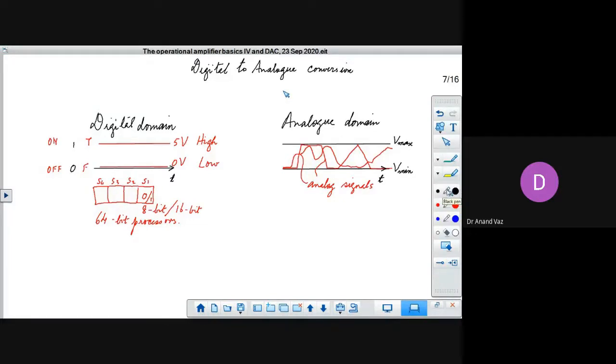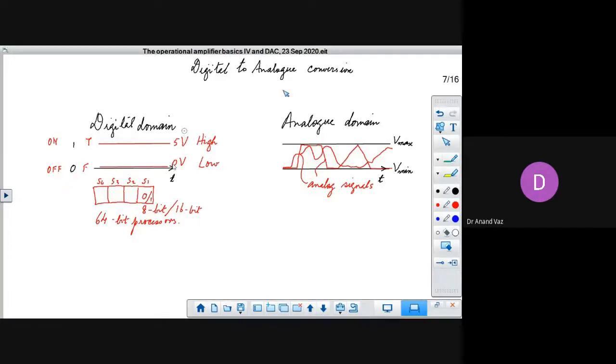Now, suppose, for example, we have two levels here, a high and a low. The low corresponding to 0 volts and the high corresponding to 5 volts. Let us say that you want to realize a signal. You want to have a signal which is between 0 and 5 volts, but you want to specify it digitally through these switches. Okay. How are you going to realize this using switches?